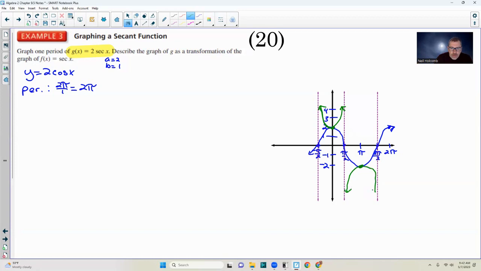So it's like so. Let's clean this up a hair. Okay, so there is the graph of G in green. So it is a vertical stretch by a factor of 2.